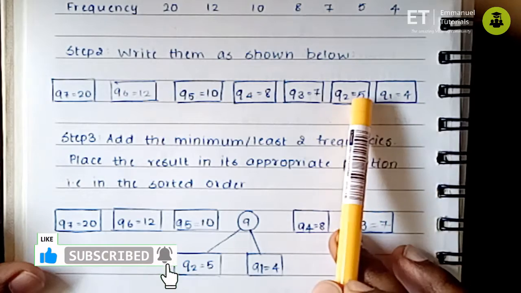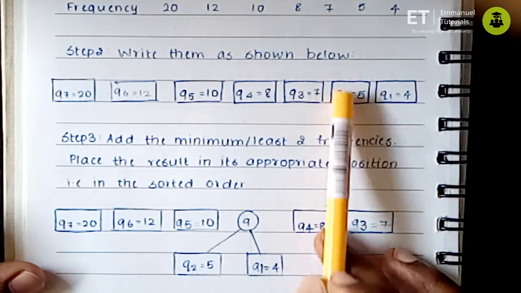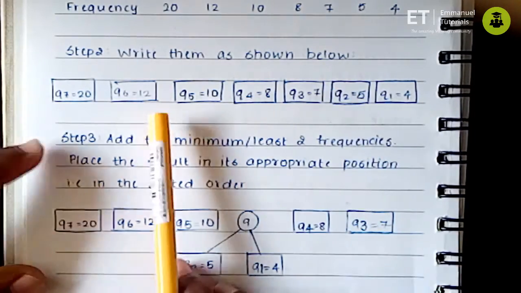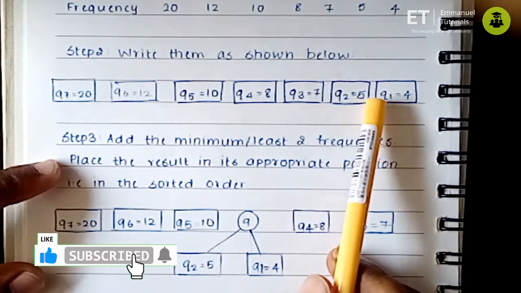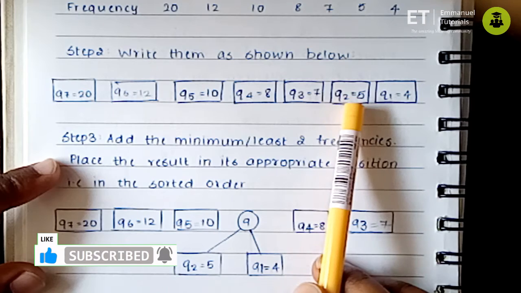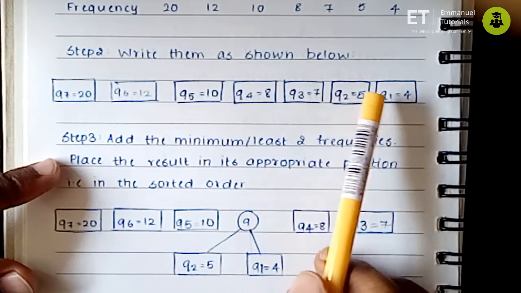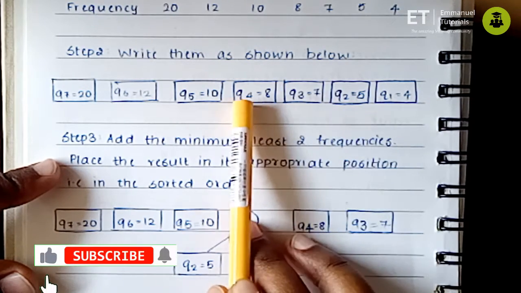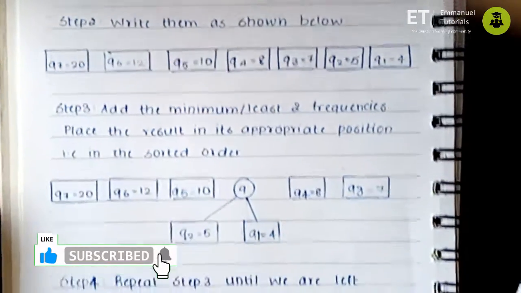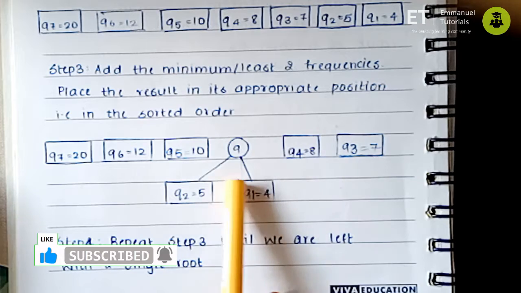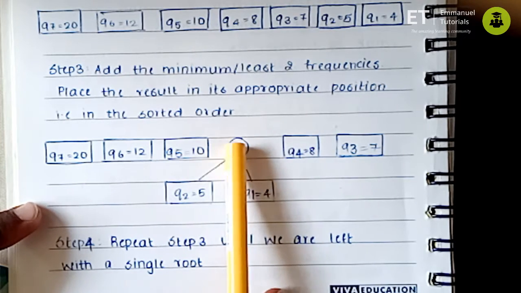Now if we add 4 and 5, we get 9, which cannot be placed at this position because we have to maintain the order always, which is the decreasing order. So once we add it, we have to place it in its appropriate position. So 9 should be placed after 10 and before 8. That is what we have done here. We have added both of them and we have got the result to be 9.